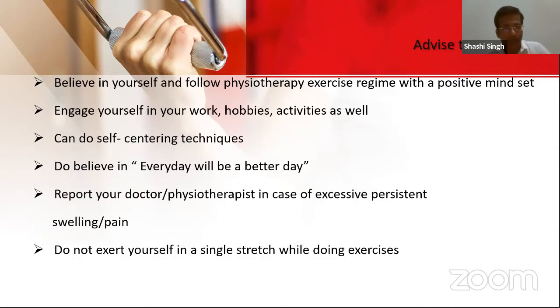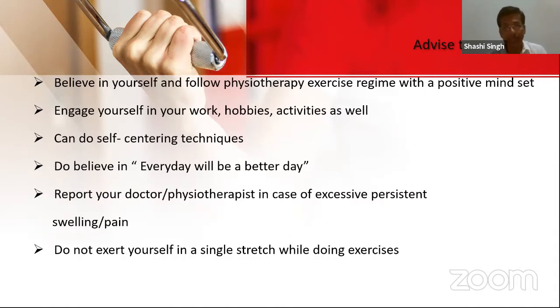One thing I would like to tell here: every day will be a better day. This should be the slogan. So patients should believe in that. Suppose today you are getting 30 to 100 degrees, or 20 to 100 degrees. Definitely after a couple of days, or maybe the next day, you feel much better than what you were before. So if you keep continuing the exercises and follow the physiotherapy plan, definitely every day will be a better day.